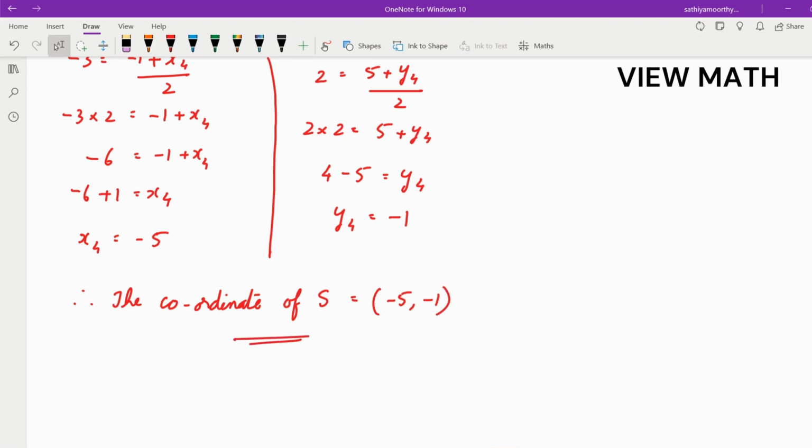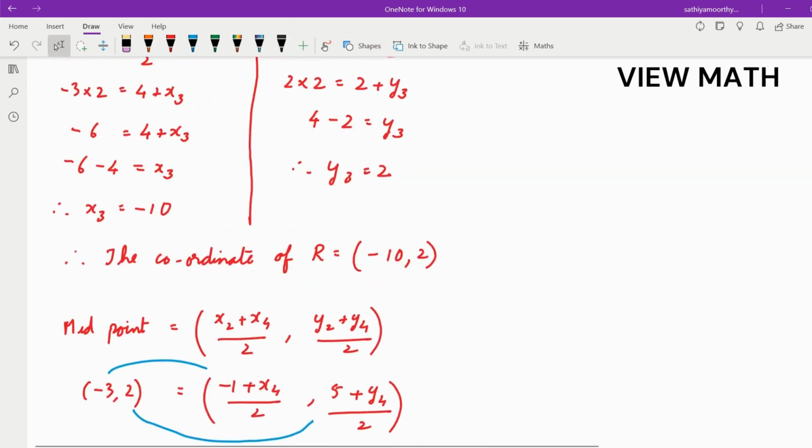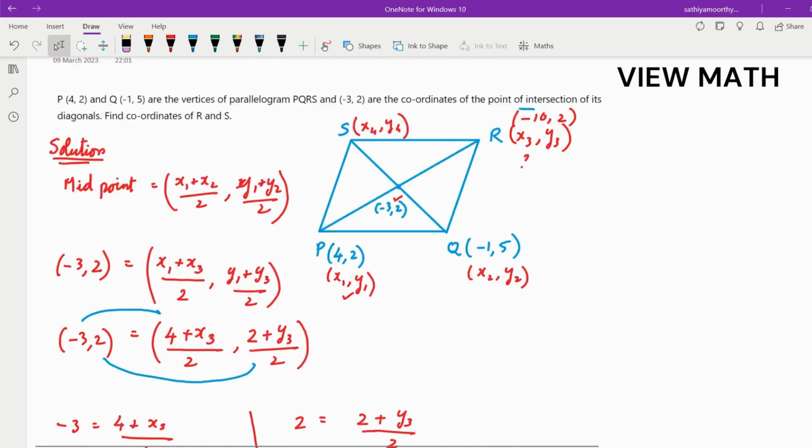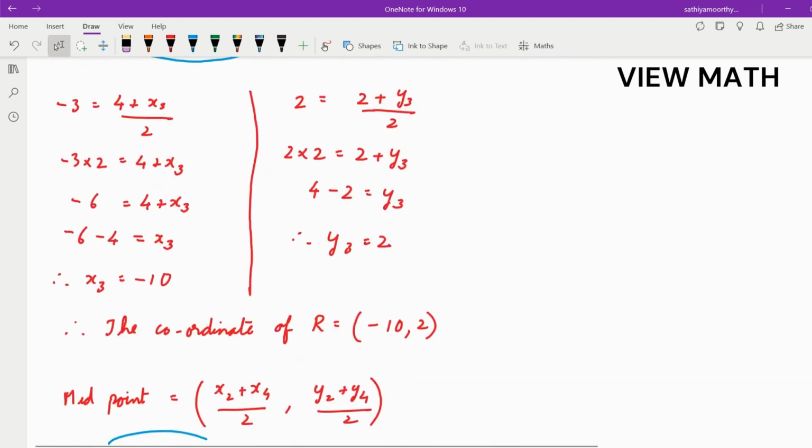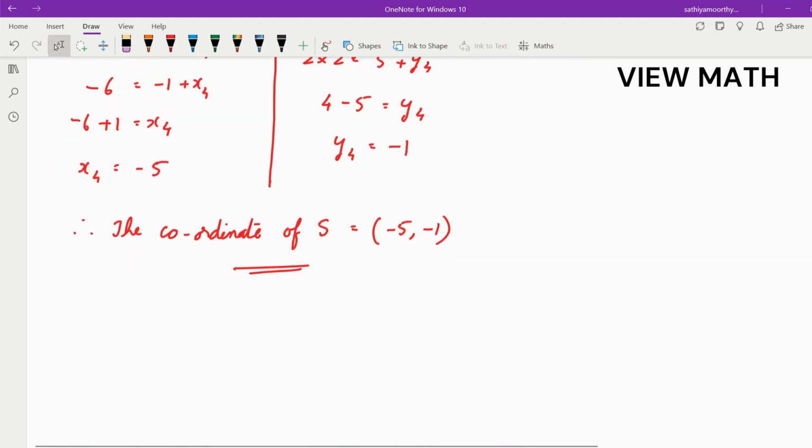So all the problems are very simple in this exercise. The only formula I have to use is the midpoint formula to find out the other coordinates, and it is very simple. Here I know the coordinates of one side and the midpoint, so I am able to find out the other coordinates. Now we have found out the s coordinate, which is minus 5 comma minus 1. So the r coordinate and s coordinate we have found out.